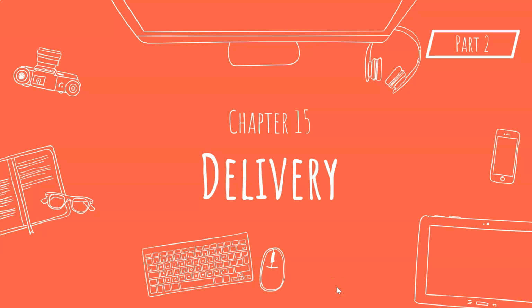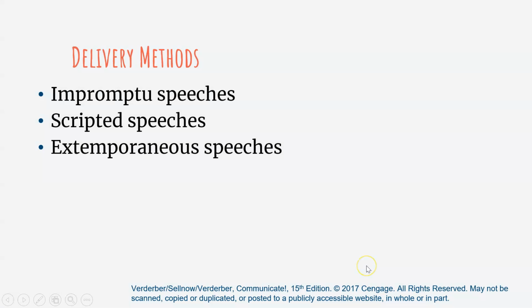In part 2 for chapter 15, we will talk about the different types of speeches or delivery methods and rehearsing your speech. So 3 different types of speeches or delivery methods. First is impromptu. This is a speech that you're called upon and you may have little to no time to prepare. Say that you're in a meeting and someone asks you to share your thoughts on a project, and you take a few seconds to kind of gather your thoughts and then you start speaking.